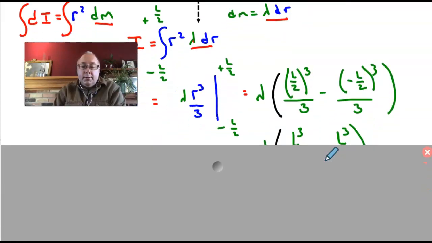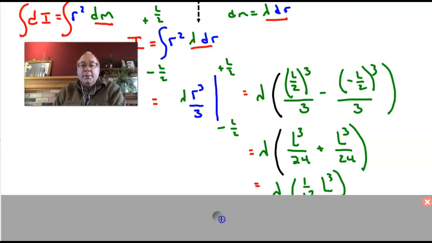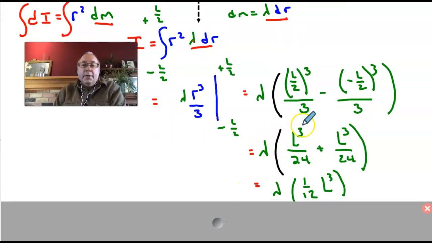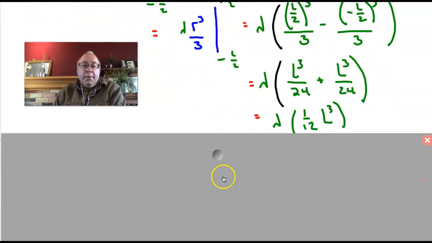And so from here on out, we've done the tough bit of the calculus, I guess, and the rest becomes algebra. So this becomes L cubed over 24, because 2 cubed is going to be 8. All right, and 8 times 3 in the denominator will be 24. You get the same thing again. Two negatives make a positive. And this gives us lambda times 1/12 L cubed.